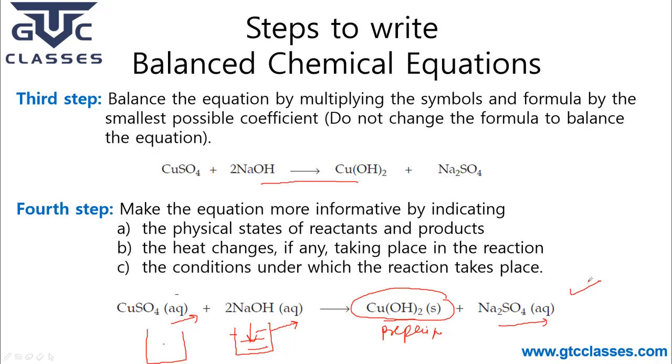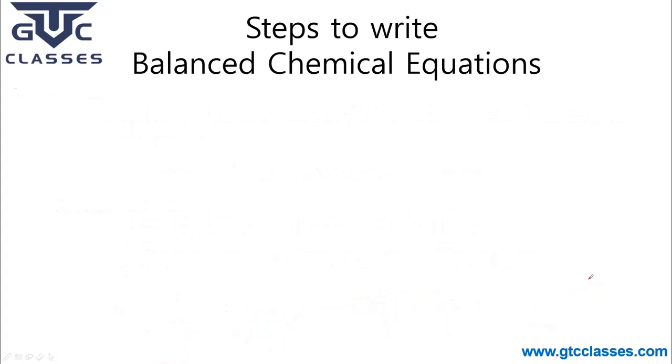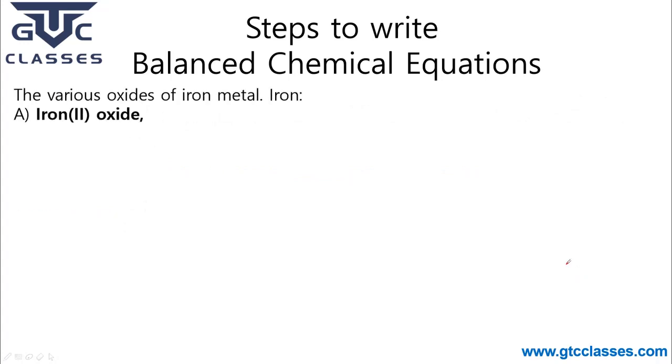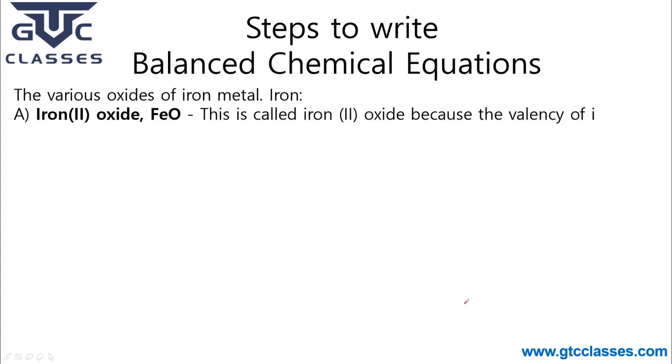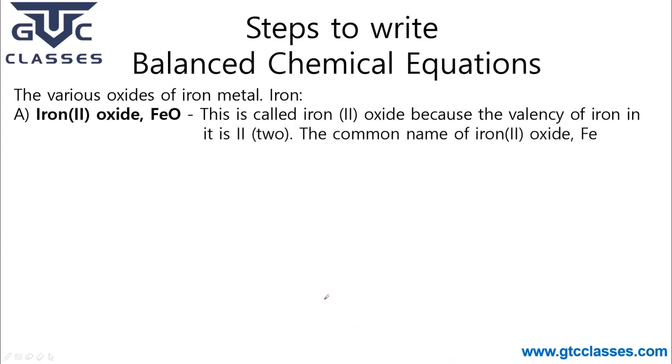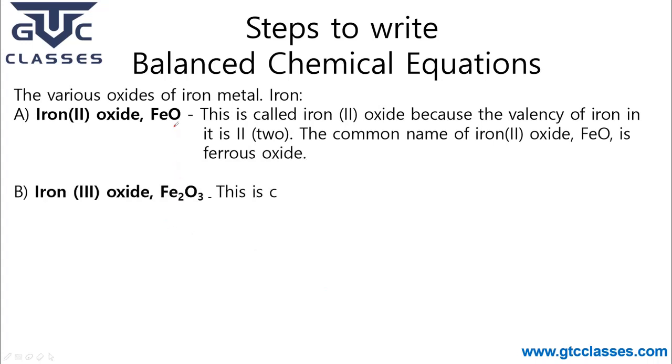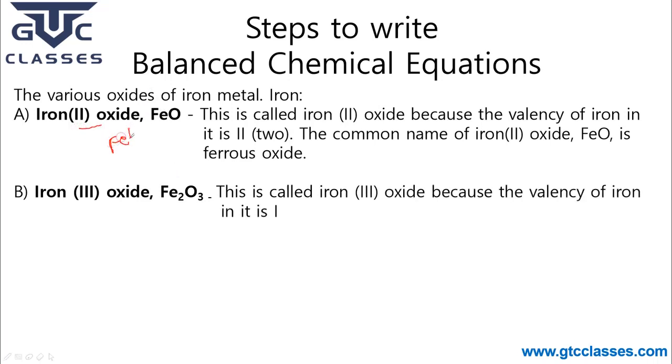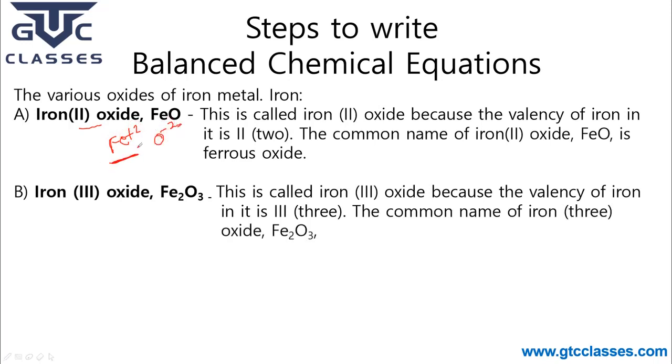Now let's try one more, whether you can write that or not. Yeah, so before moving to that, we will discuss a few items. In this case, we have discussed iron oxide. So iron contains a few oxides. The first one we remember is iron oxide. Whenever the iron valency is 2, I can write this as Fe2+ and O2-. So here the iron valency is plus 2.